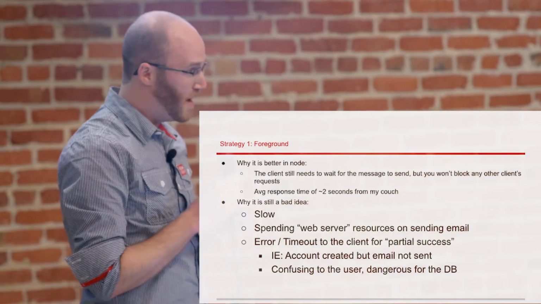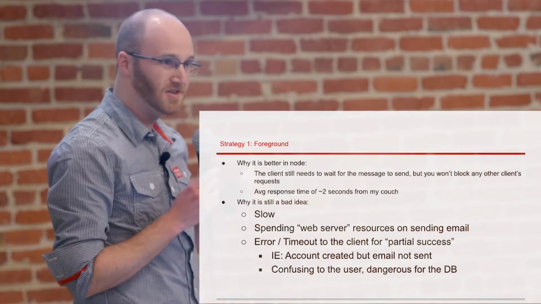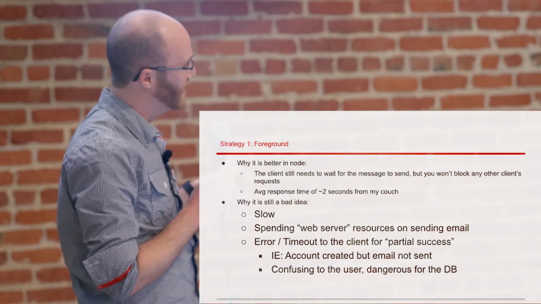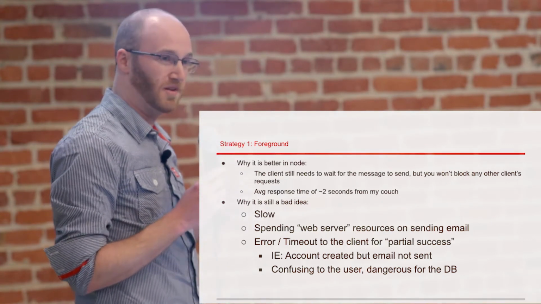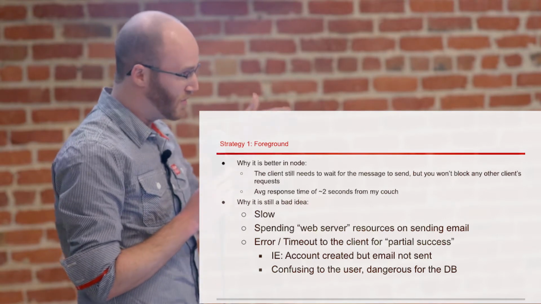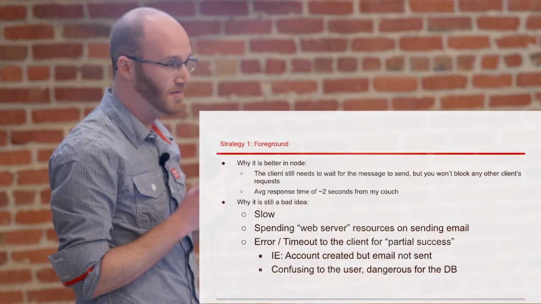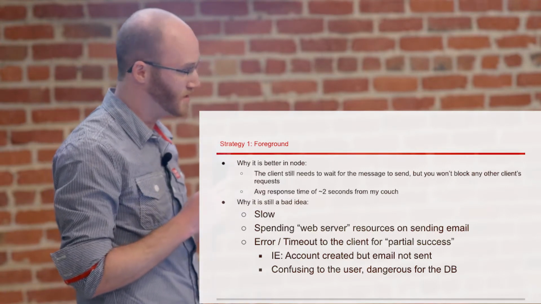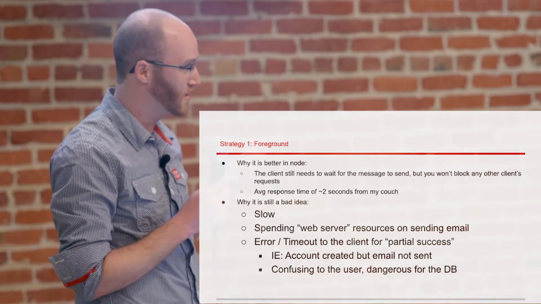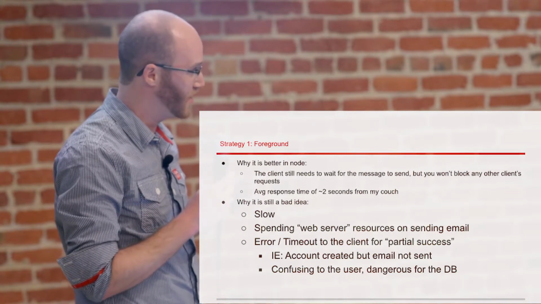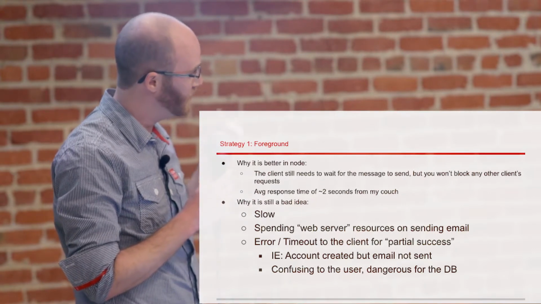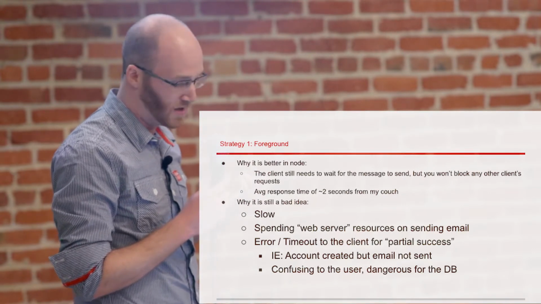Everything's great. It's better in Node than other languages because at least you're not upsetting anybody else when you do that. With the PHP example and an equivalent Ruby example, you would be blocking a web worker, whatever that means in your language. So the time it took to send that email, nobody else could use that request. But in Node, because it's all asynchronous, other people can still be making requests and getting stuff done, even if the client still had to wait that 1.5 seconds, which isn't that terrible.